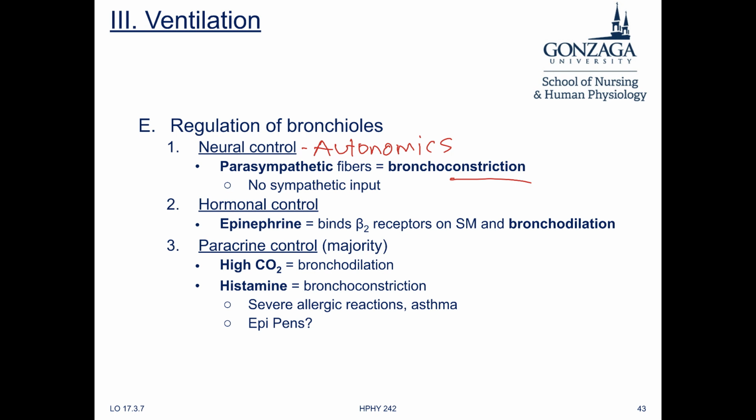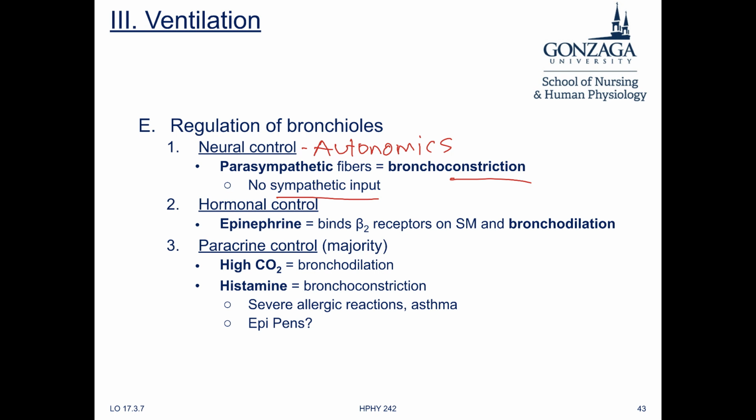So again, this is kind of an on-off situation. More parasympathetic activity is going to trigger more bronchoconstriction, but less parasympathetic activity is going to allow the bronchioles to relax and dilate. There is no sympathetic input on the bronchioles. Think about that. Again, that'd be another good discussion to have when we come back in class, of why the bronchioles are not under sympathetic innervation.